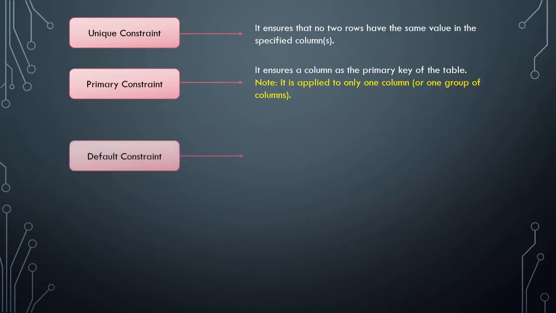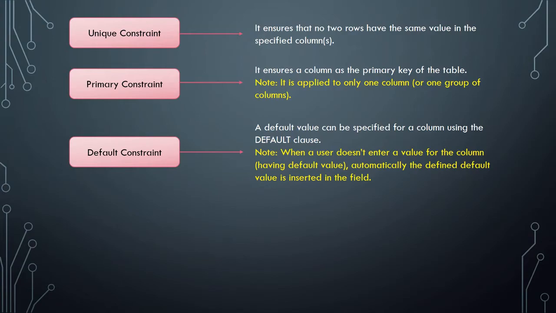The next constraint is the default constraint. In a default constraint, we just provide a default value. For example, in our school we only take admissions in first class. That means the admission of a child is directly into first class, not any other class. So we can directly assign the class of the child as 1. We need not enter that in our insert command. This is the main purpose of the default constraint. A default value can be specified for a column by using the default clause.